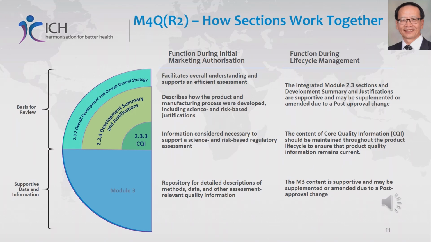So during lifecycle management, core quality information content must be maintained throughout the product lifecycle to ensure the current information exists. So the integrated Module 2.3 sections and the development summary and justification are supportive, like maybe supplements or amendments for the post-approval changes. Similarly, Module 3 content, being supportive, may be updated as needed. So this structure provides a clear basis for review with appropriate supportive data and information.